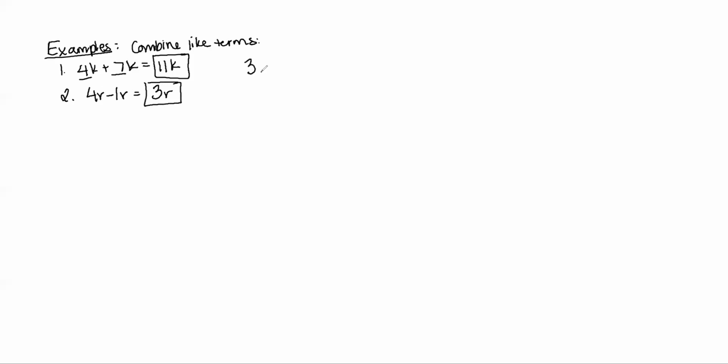Number 3, this one's a little bit longer, 5z, and I cross my z's just so they don't look like 2's, plus 9z minus 4z. We can do this all in one simplification, or we can break it down. I'll break it down first, and you can always just do it in one step if you want. Let's go from left to right. So 5z plus 9z gives us 14z. And then we want to subtract that 4z. So 14z minus 4z leaves us with 10z.